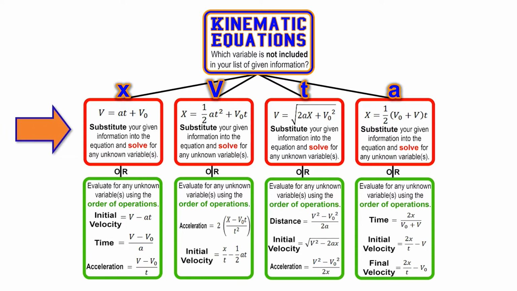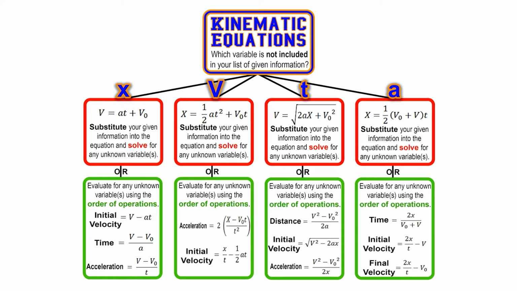If you substitute your given information into the original kinematic equations, you may end up solving for an unknown variable. Challenge yourself to use your inverse operations to solve for the unknown variable. If the variable is already by itself on the left-hand side, you'll have to follow the order of operations. Or, the other option, you can simply use the order of operations as long as you know which variable is unknown. The derived equations at the bottom already have the unknown variable by itself. So after you substitute in your given information, you can use the order of operations to evaluate for your answer.